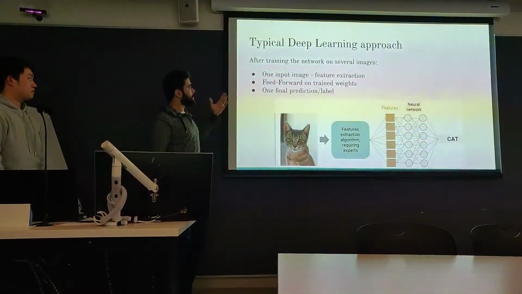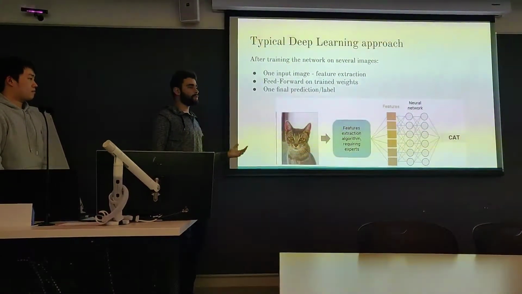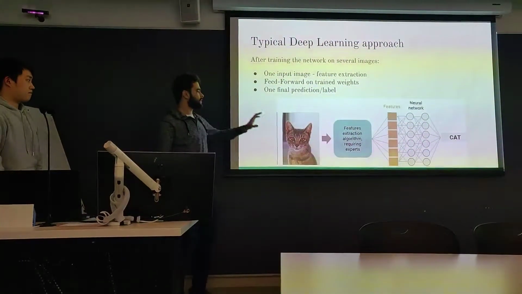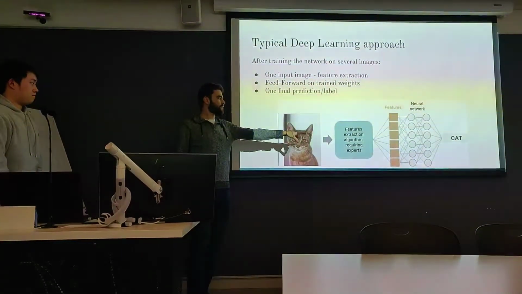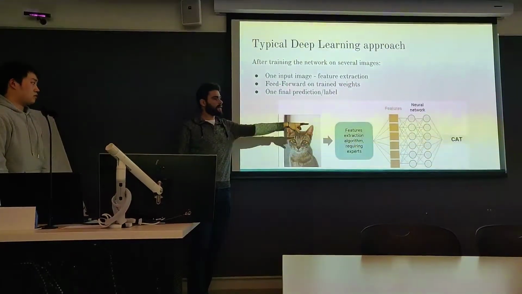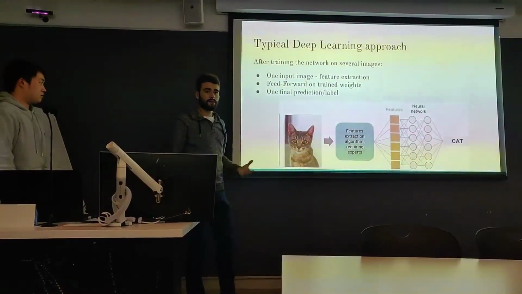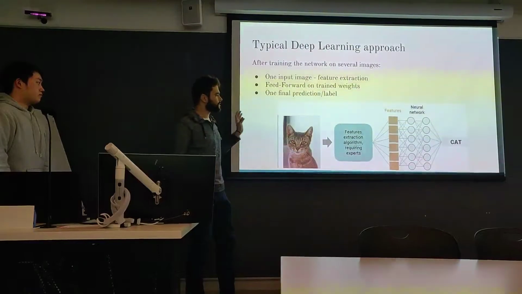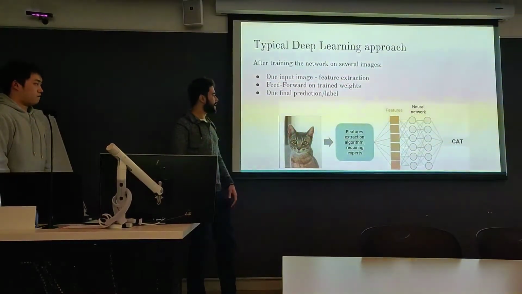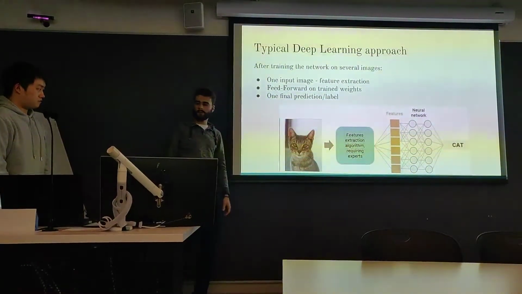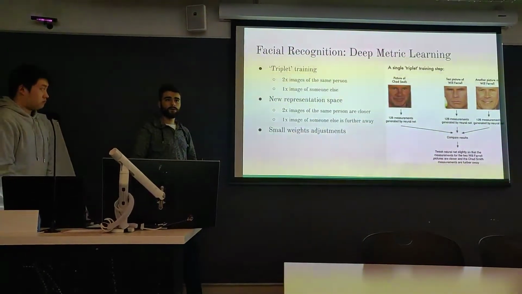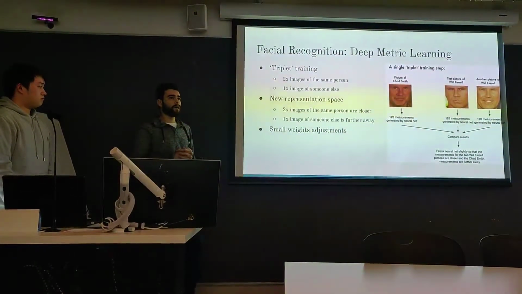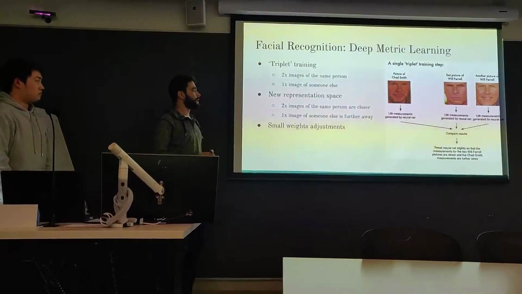On a typical deep learning approach, after the training, we would have a test image, we would extract features from it, and then with the trained weights on a dense layer, we would just give an output, let's say a cat, a final prediction. But what we want to do now is something a little bit different, which is called deep metric learning.